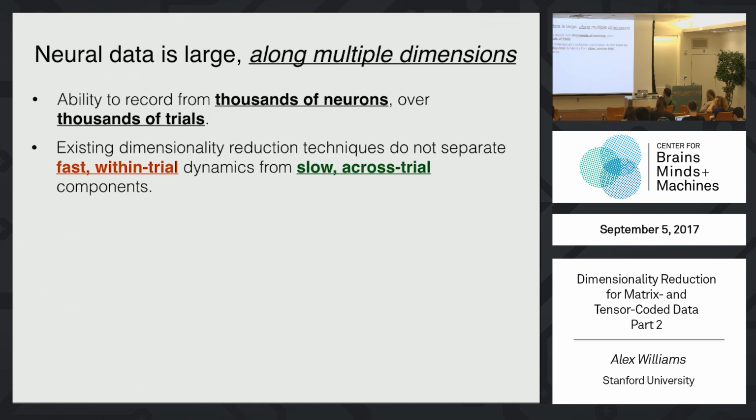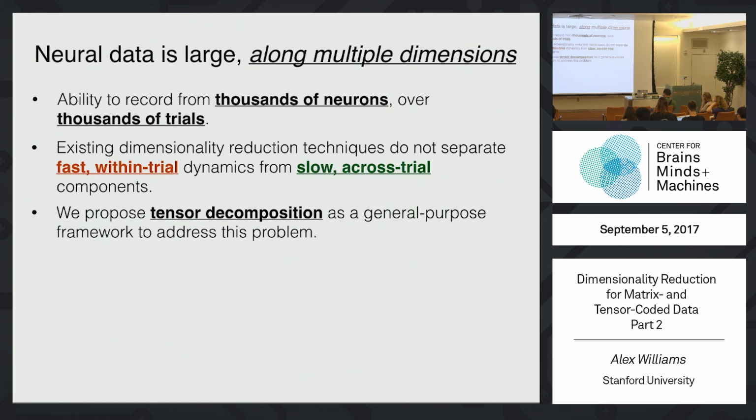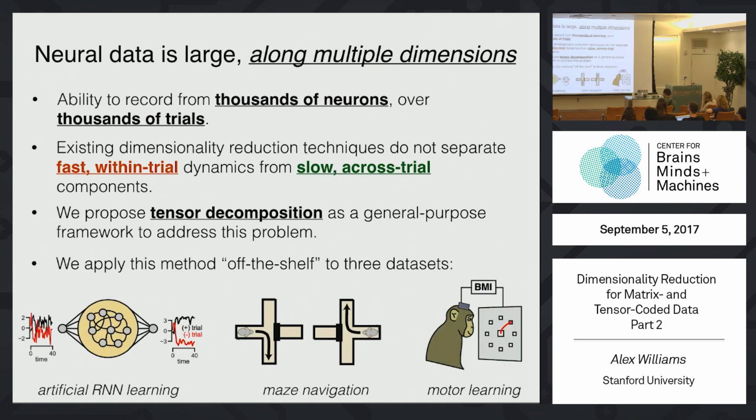And existing dimensionality reduction techniques that are used in practice in neuroscience really aren't equipped to separate out low-dimensional features across these multiple timescales. The purpose of this talk is to use a generic framework of tensor decomposition as a general purpose framework for actually doing this. And we apply this method using very minimal assumptions about the data. As a result, we can apply it off the shelf to a lot of very interesting data sets.